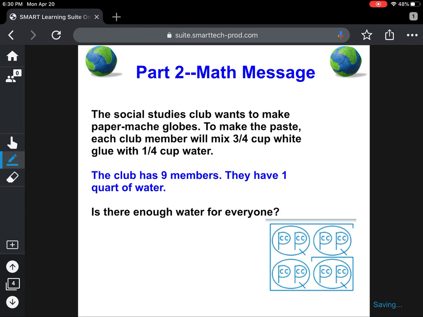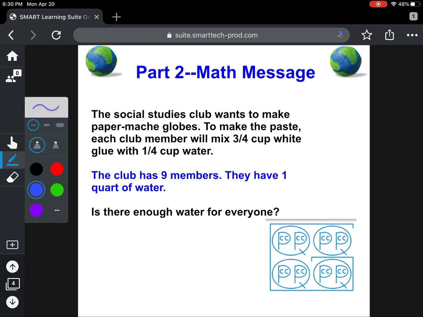Now let's check out today's math message. It's a story. It says, the Social Studies Club wants to make papier-mâché globes. To make the paste, each club member will mix 3/4 cup white glue with 1/4 cup water. The club has 9 members. They have 1 quart of water. Is there enough water for everyone?